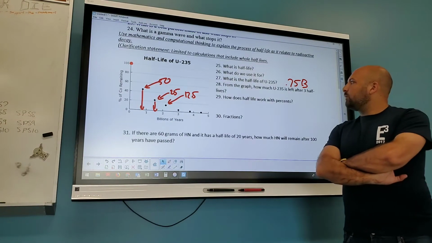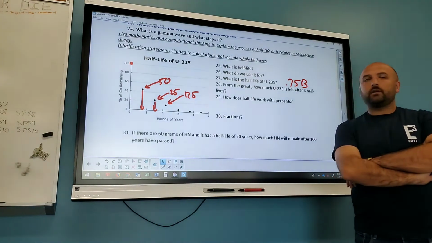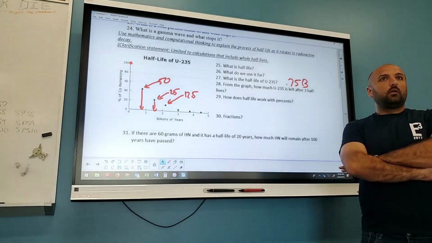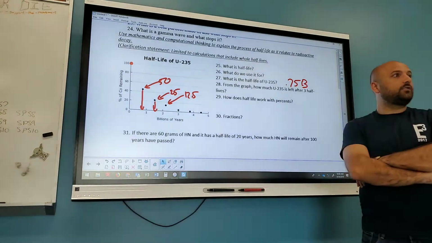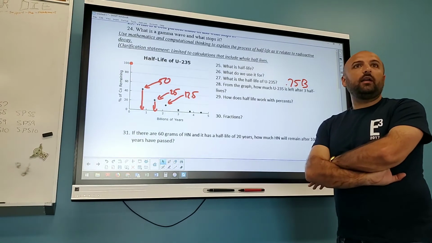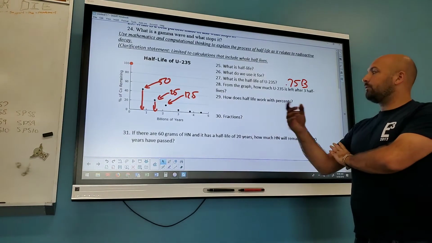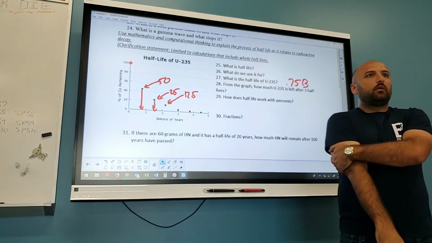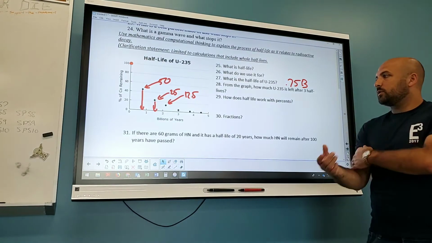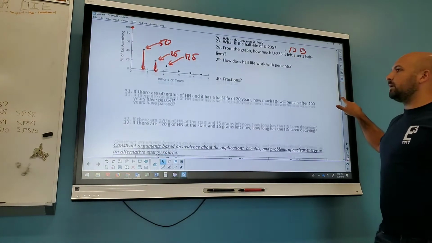How does half-life work with percents? Well, you always start out with what percent? With percents, always start out with 100%. Exactly. And then you move from there, right? What about with fractions? What number do you start with? 1. With 1. All right. Otherwise, you just use the grams. Okay, so let's look at those problems.